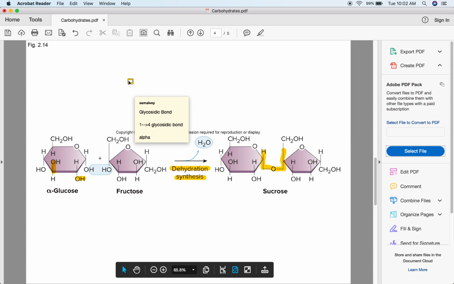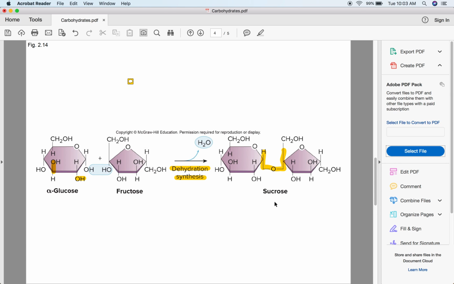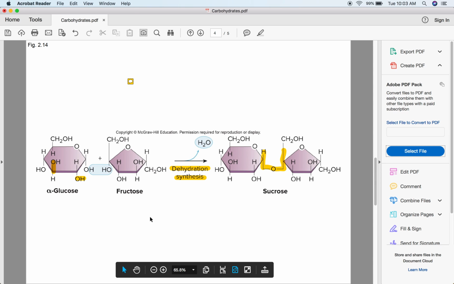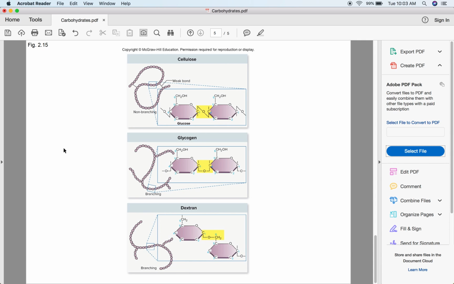So glycosidic bond, 1,4 glycosidic bond refers to the carbons between the two different monosaccharides, and then alpha tells us that it is an energy storage bond. So what basically all that means is we can break this bond apart really easily and get to glucose and fructose, and use this sugar as an energy source, all right? Okay, so let's look at the main polysaccharides, all right?